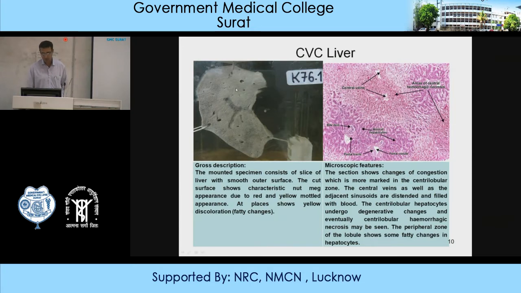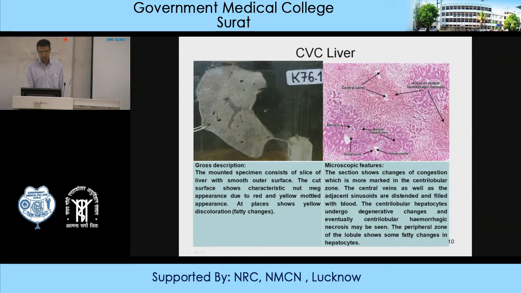Microscopically, the section shows changes of congestion which is more marked in the centrilobular zone. See, here there is a central vein. Here there is necrosis and hemorrhagic necrosis more marked around the central vein. The central vein as well as the adjacent sinusoids are distended and filled with blood. The centrilobular hepatocytes undergo degenerative changes and eventually centrilobular hemorrhagic necrosis may be seen. The peripheral zone of the lobule shows some fatty changes in hepatocytes.